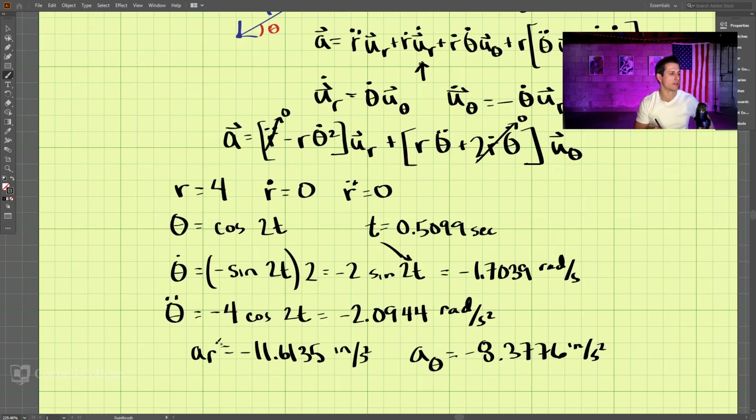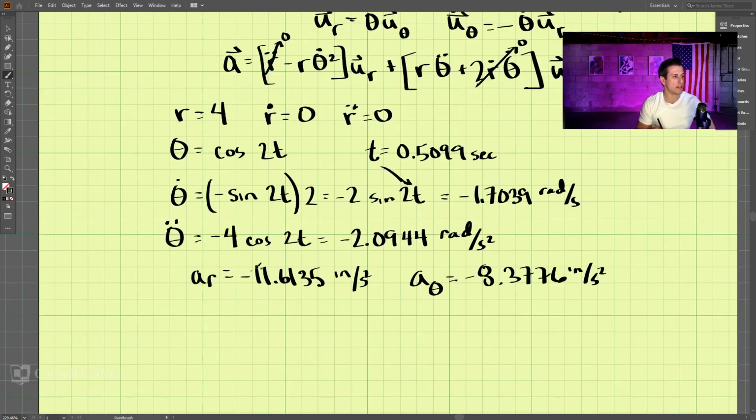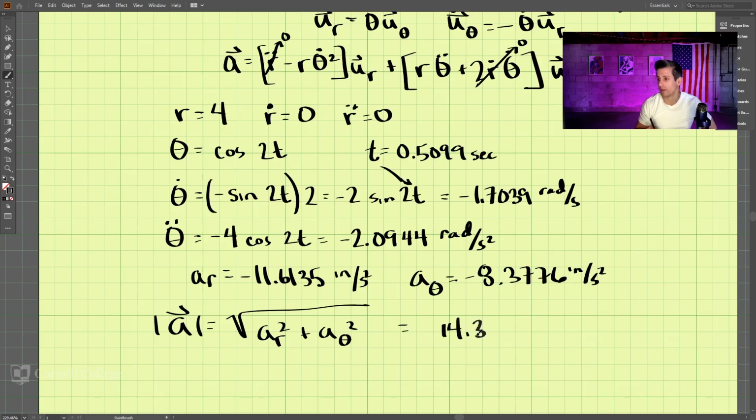Sorry, I got the units incorrect before. All right, now to find the magnitude, we take the sum of the squares and then take the square root of that. So our magnitude is equal to the square root of a_r squared plus a_theta squared. And that value comes out to 14.3 inches per second squared. All right, and that is our answer for 12.155.